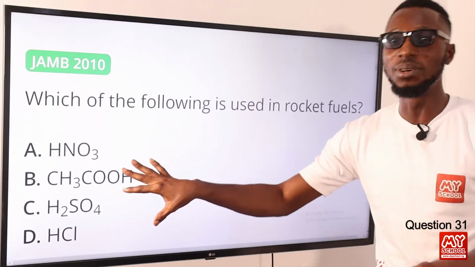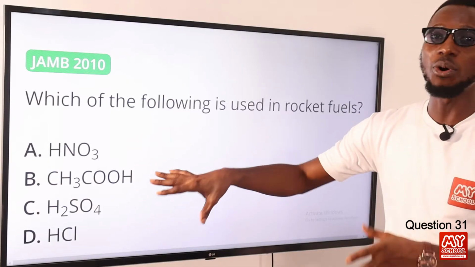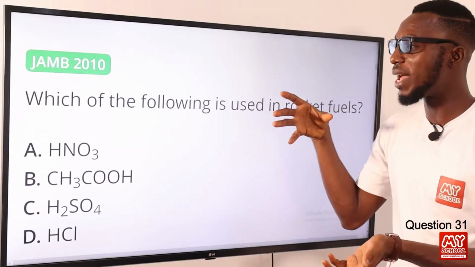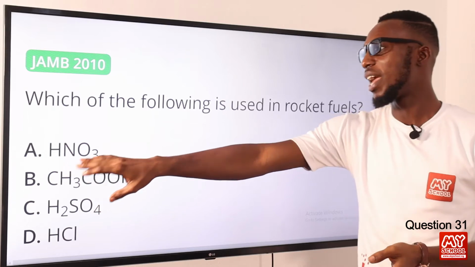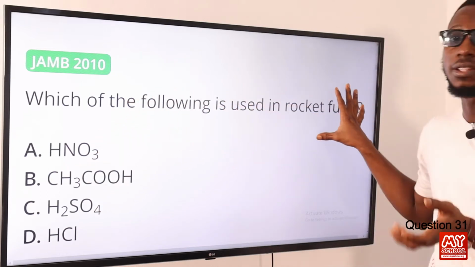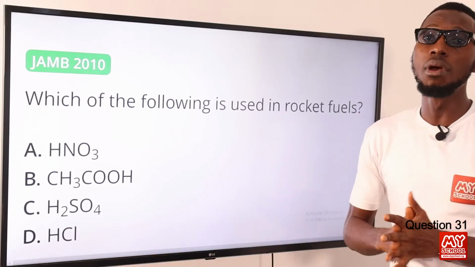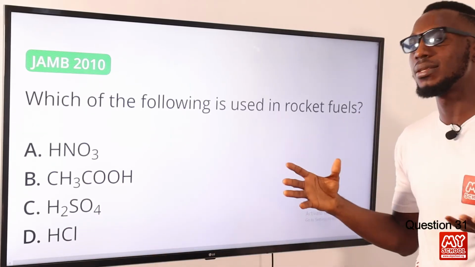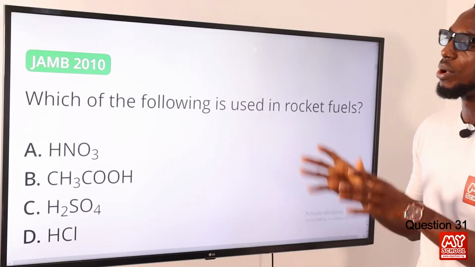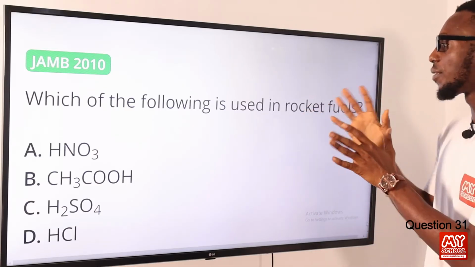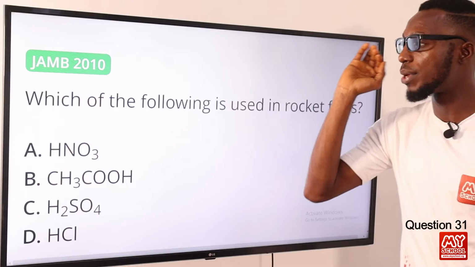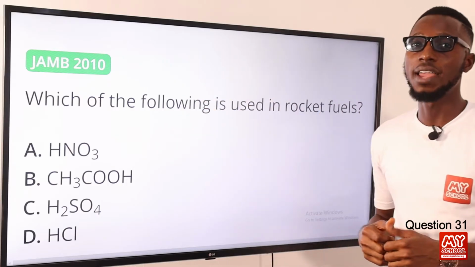If we had ethanol here, we would have compared or probably brought up ethanol against this as their usage for rocket fuels. H2SO4 and HCl are used when it comes to pickling metals amidst other usage. So the correct option is option A. Which of the following is used as a rocket fuel? We are talking about option A, trioxonitrate(V) acid.